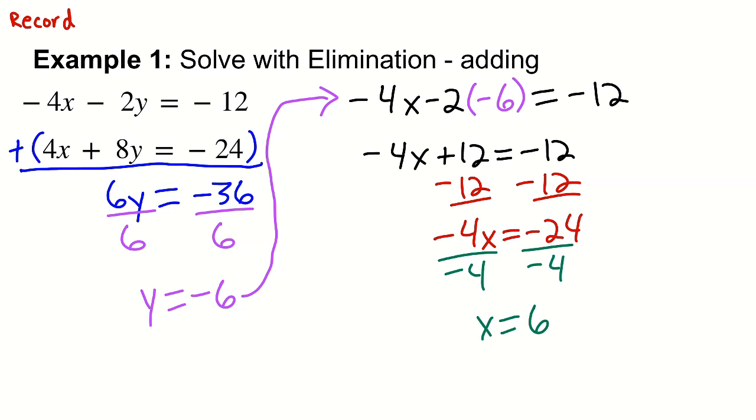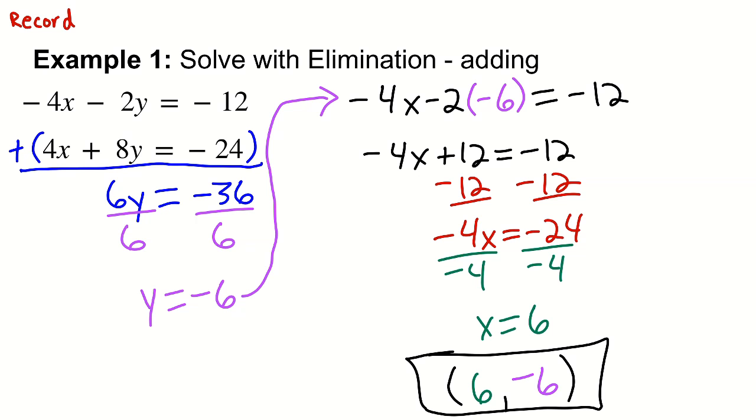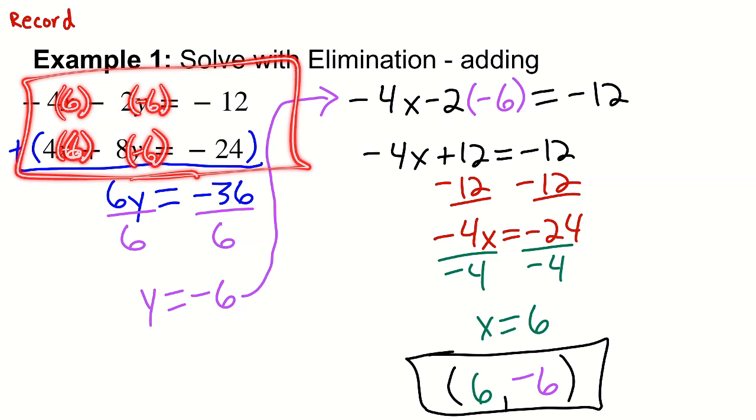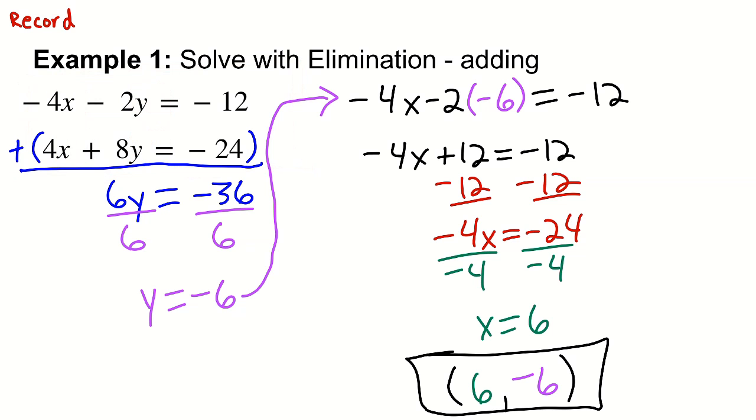So then our answer is x is equal to 6 and y is equal to negative 6. And we have a coordinate point for our solution. Now, if we wanted to check that, we would go back and plug 6 in for x and negative 6 in for y in both equations and see if they come out to be true. They need to come out to be true in order for that solution to be correct. Are there any questions? Okay.